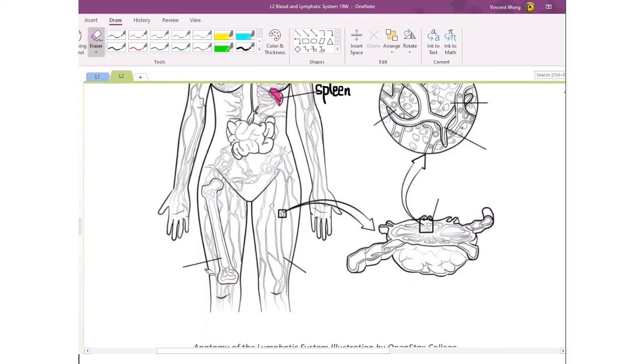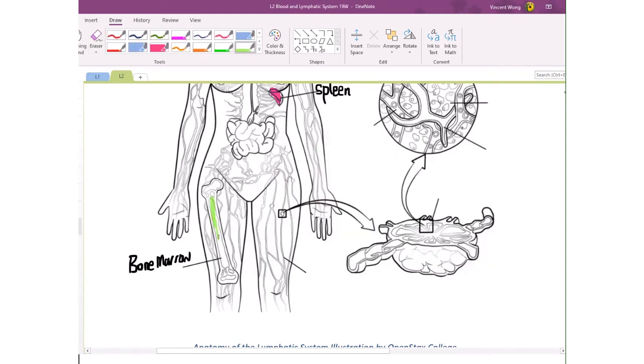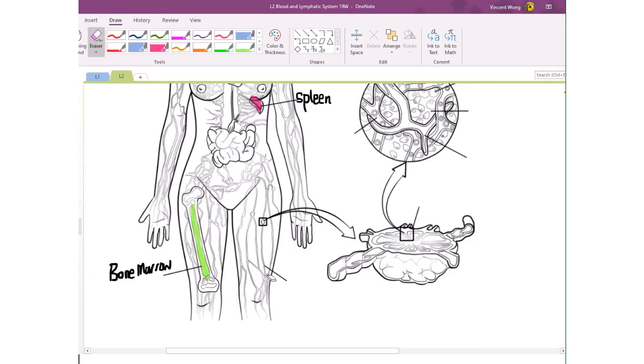Over here we have the bone marrow. So bone marrow is where all the white cells come from. So of course, this is going to be part of the immune, part of the lymphatic system. Right? The bone marrow, it's in the middle of the long bone. Over here, we have another lymphatic vessel.